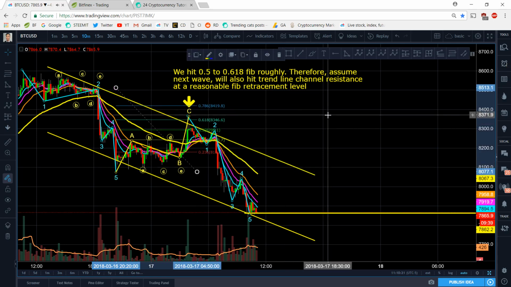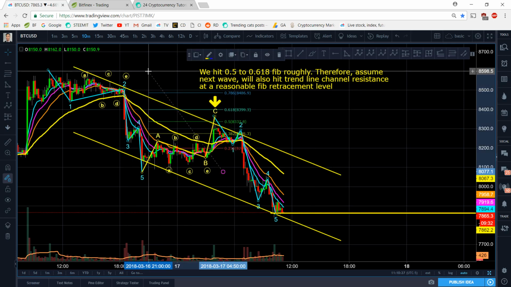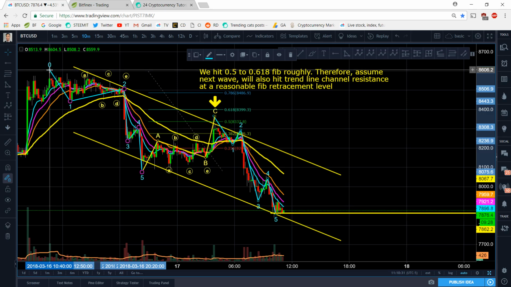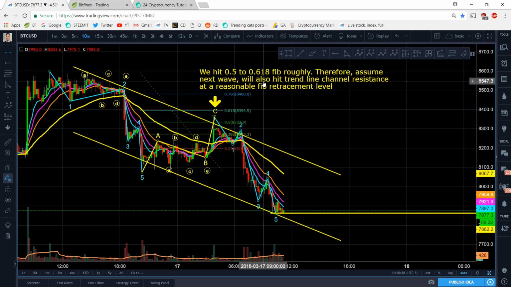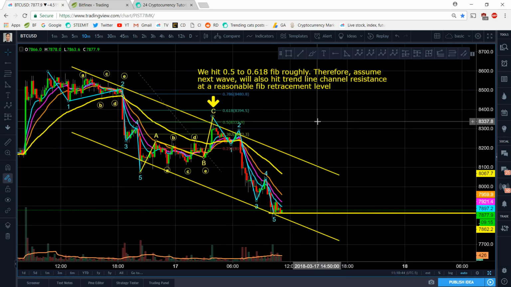Yeah, it hit roughly that range right there from waves. Oh, sorry, I did that wrong. I want to make sure that I'm getting it right. It's got to be very accurate, okay? So then we just wait right there. We see that it's hitting roughly the 0.5 to 0.618 fib. Therefore, assume the next wave will hit trendline resistance at a reasonable fib level.